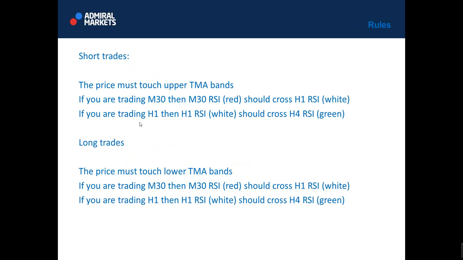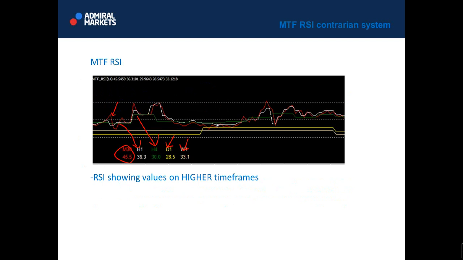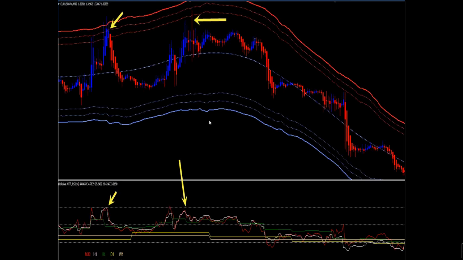Long trades are vice versa. The price must touch the lower TMA bands. If you're trading M30, then the M30 RSI should cross the 1 hour RSI. And if you're trading 1 hour, then the 1 hour RSI should cross the 4 hour RSI. Same thing, M30 is crossing white, which is 1 hour, and the price should go up. This is one of the examples, you will see now.